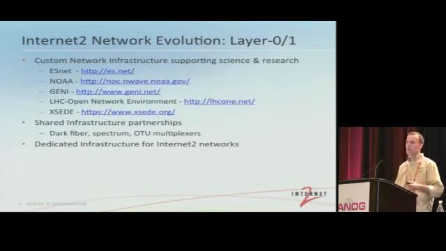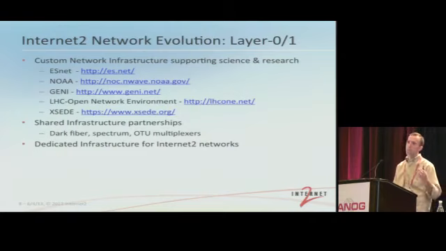So at layer 0 and layer 1, this network has allowed us to evolve quite a bit more. And as I said, we partnered very heavily with ESnet, so their infrastructure rides over the Internet2 fiber infrastructure. But we also provide backbone services for NWAVE, which is the NOAA nationwide network. We provide services to GENI, which is the NSF-funded project for sliceable, scalable architectures that researchers can build arbitrary topologies on. We also implement the Large Hadron Collider's Open Network Environment in the US, and we provide facilities for XSEDE, which connects supercomputing facilities throughout the country.